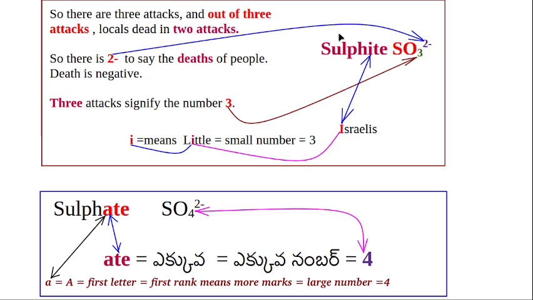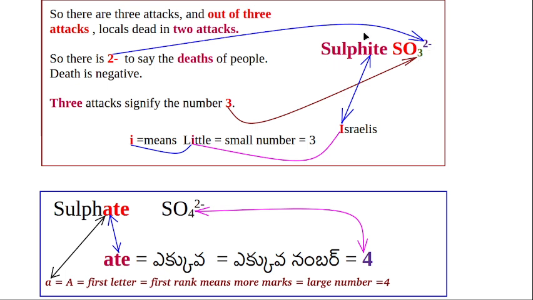Like that, you can understand sulphite. Sulphite is linked to Israelites. Israeli attacks on Israelis in Mombasa. Anyway, here in ITE, I am linking this I with Israelites. ITE means little, a small number of oxygen atoms.